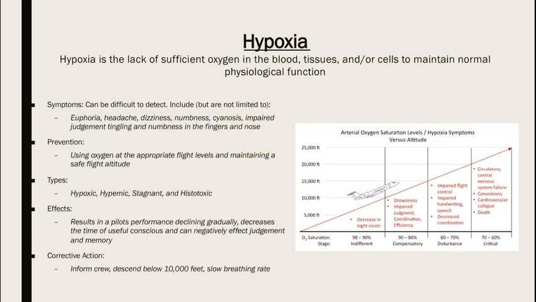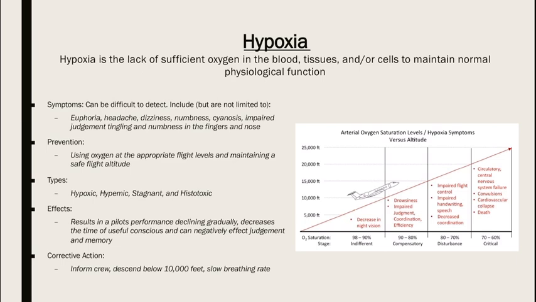Alright, so the first one we're going to be talking about is hypoxia. And hypoxia is one of the most common but also very dangerous factors in aviation. So pretty much the definition of hypoxia is the lack of sufficient oxygen in the blood, the tissues, and the cells to maintain a normal physiological function.